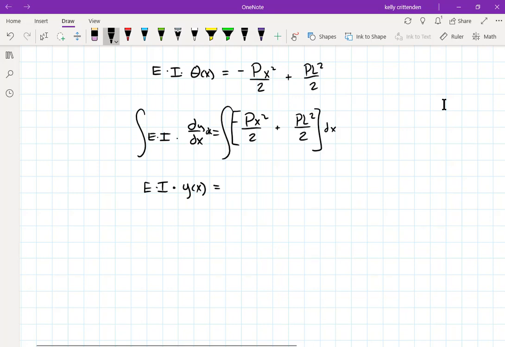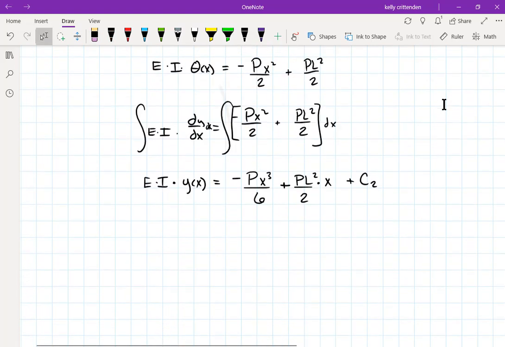I just have to integrate this negative Px squared over 2 plus PL squared over 2. So when I do that, I still have the negative in there, so negative P, now it's x cubed over 6, and then the PL squared over 2 is just going to have, plus PL squared over 2 times x. And I generate a new constant of integration. I called that other one C1, I think. Yeah, so this will be C2.